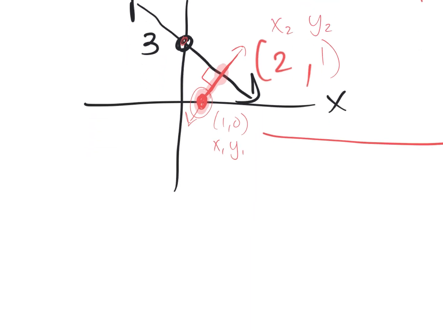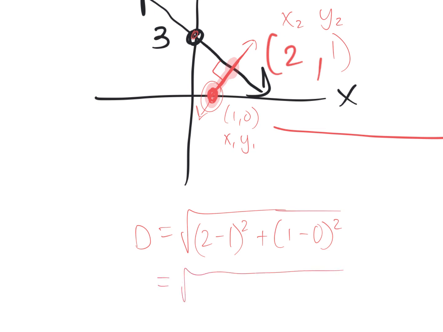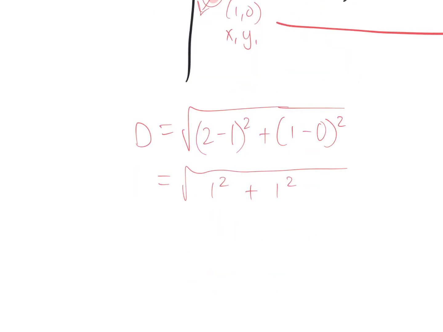So the distance formula says you do the square root of x2 minus x1 squared plus y2 minus y1 squared. So your distance is going to be the square root of 2 minus 1, which is 1 squared, plus 1 squared. 1 squared is 1. Adding 1 squared, you get the square root of 2. And you leave it like that as a simplified radical.